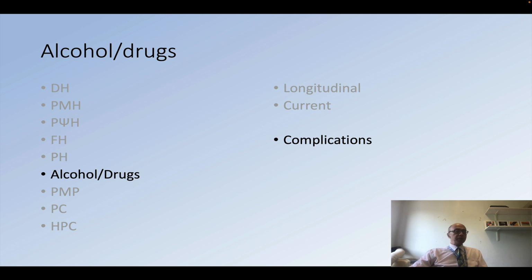And then, particularly with alcohol, you would want to take a history of complications, particularly looking at alcohol-related brain damage and alcoholic liver disease. With drugs, you might want to consider complications that are specific to the particular drug that someone's taking.